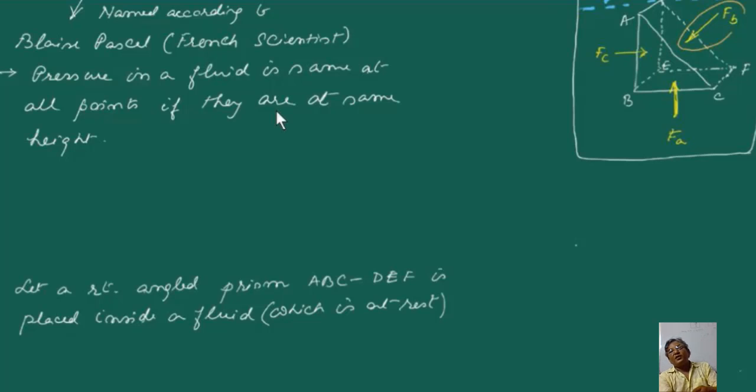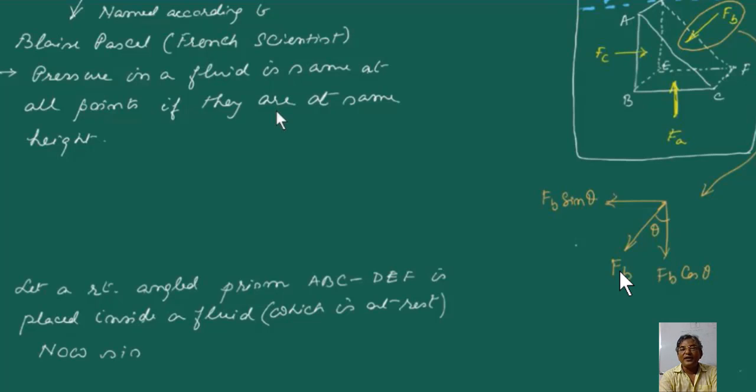Now, the fluid in this tumbler is at rest. So you can see I have drawn with this yellow figure the force acting on the sides. They are represented by FA, FB, and FC. The main thing to note is that the force FB acting on one of its sides can be resolved into two components, the vertical and the horizontal. The vertical component is FB cos theta and the horizontal component is FB sin theta.